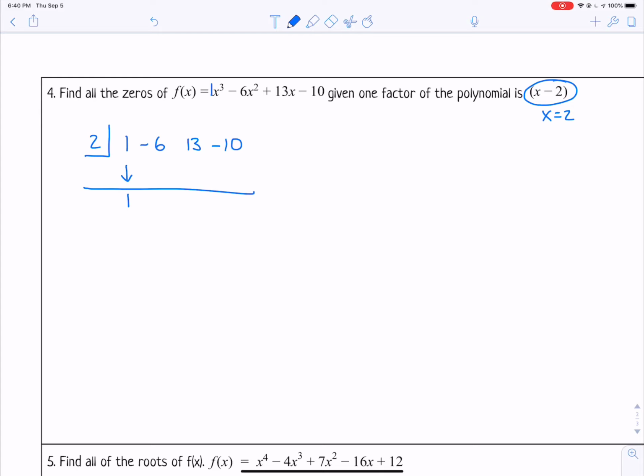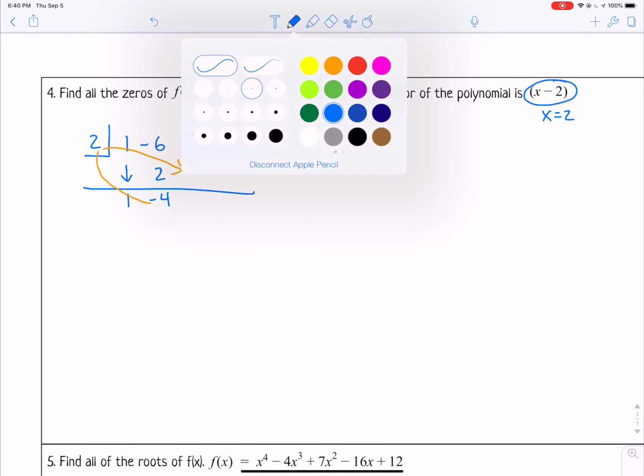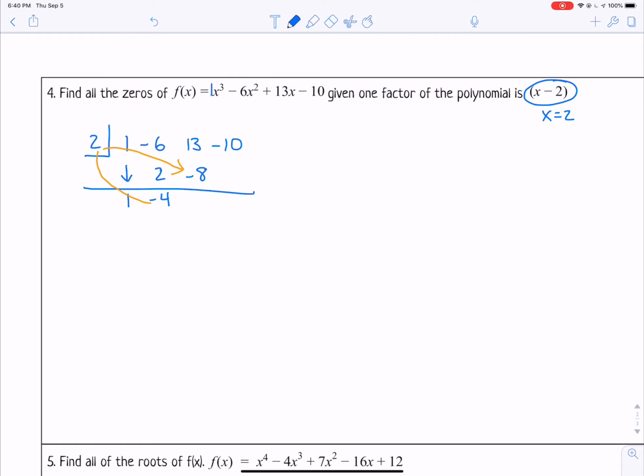Bring down the 1 to start. That's just your first term, whatever that is. Then you do 1 times 2, and you write it underneath the next number. So 1 times 2 is 2, and then you add those two together. So negative 6 plus 2 gives me negative 4. Then you multiply again, so negative 4 times 2, and write it under the 13. So negative 4 times 2 will give me negative 8. And then I add those together, so 13 plus negative 8 will give me 5. Then multiply again, so 5 times 2 is 10. And then 0 is my remainder, which it should be.